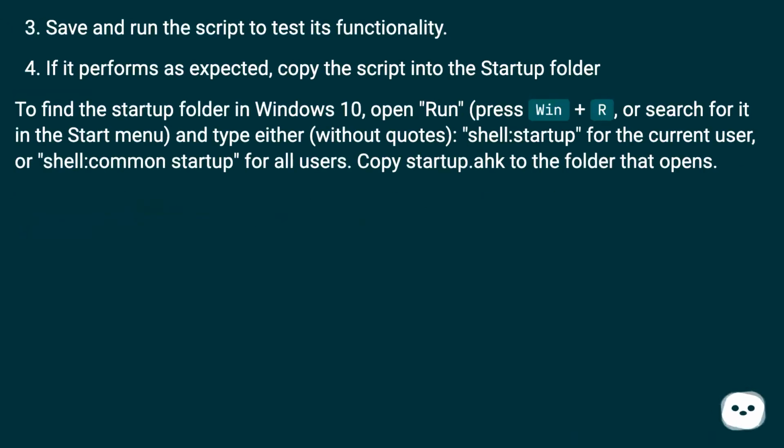Save and run the script to test its functionality. If it performs as expected, copy the script into the startup folder. To find the startup folder in Windows 10, open Run, press Win plus R, or search for it in the Start menu, and type either, without quotes, shell:startup for the current user, or shell:common startup for all users. Copy startup.ahk to the folder that opens.